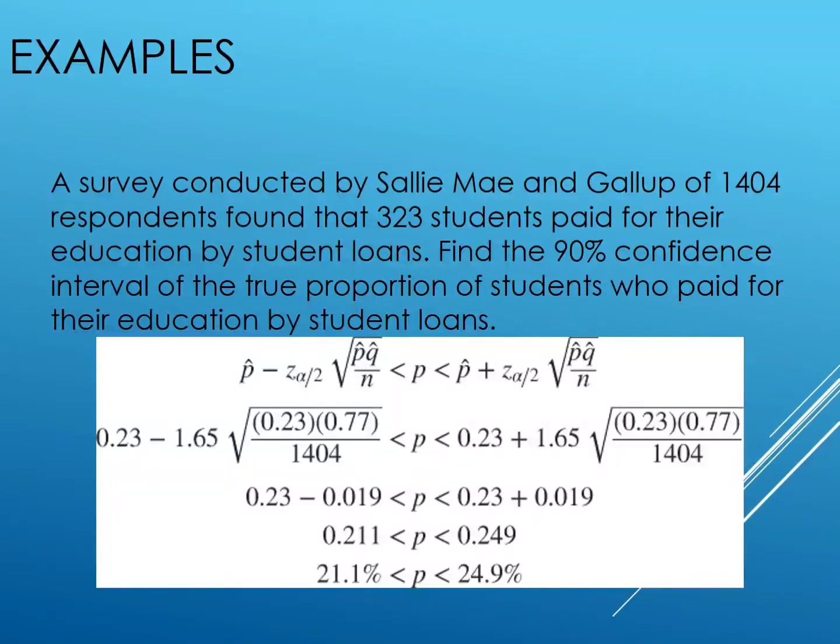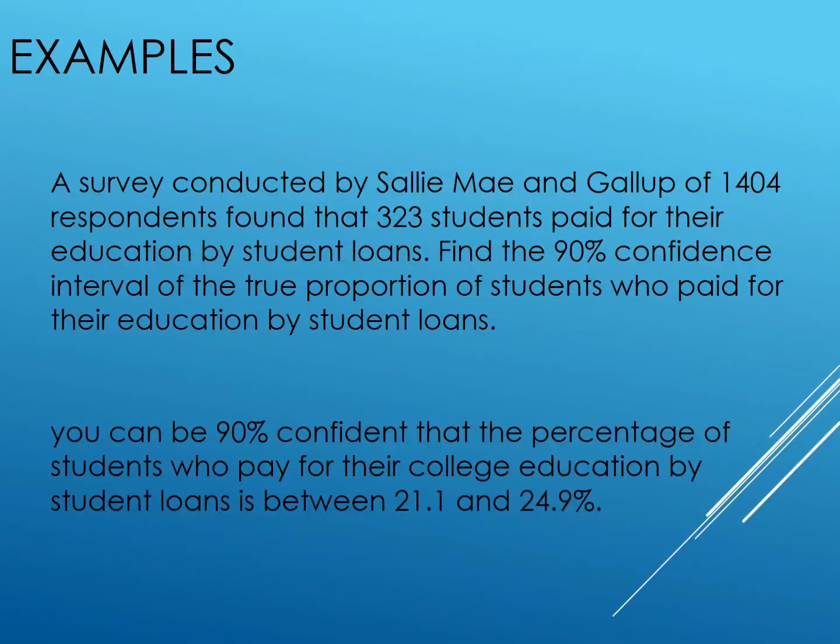So the way I would do this, because it's kind of messy, I would simply do 1.65 times the square root of 0.23 times 0.77 divided by 1404. I do that by itself, and then I just add it to and subtract it from 0.23, and I get my upper and lower limits of my true proportion. And I would get 21.1% and 24.9%. So I'm 90% confident that the percentage of students who pay for their college education by student loans is between 21.1 and 24.9%.